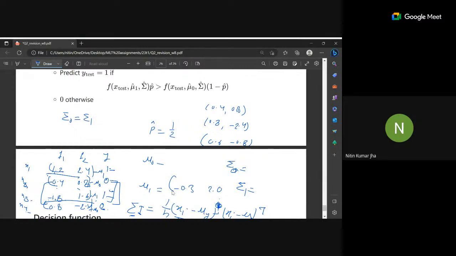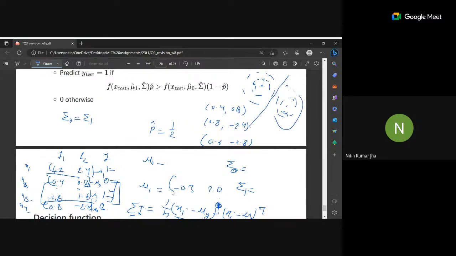So it means that if the sigma is similar, then you can think of both mu 0 here and mu 1 here, and your distribution is something like this, right? So similar variance, right? So the decision boundary in this case will be a linear one.